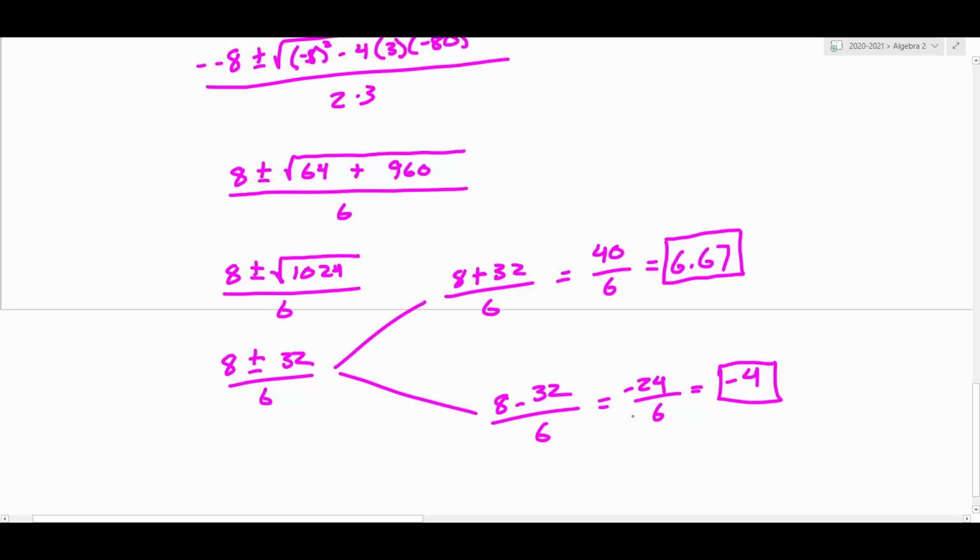And that's it. All right guys, so that's a rundown of the different types of equations that you might see on the test starting on Wednesday.